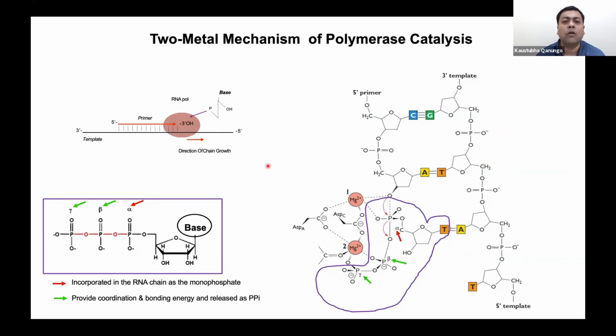If you just know the overall mechanism by these two metals, that's good enough. So the beta and the gamma phosphate will actually go out as the inorganic phosphate, and only the alpha phosphate will be in the chain, just like you are seeing right here. So that's your polymerase catalysis.